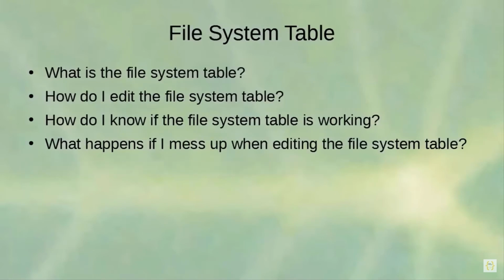So what is the file system table? Well, the file system table is a file on the file system that tells you where everything is mounted and how they're mounted. So I could actually have this directory automatically have my new partition mounted to it at boot time. So how do I edit this file system table? Well, use nano or some other editor and you edit the /etc/fstab file. Okay. Then we have to figure out if it's working and look at what happens if I mess up.